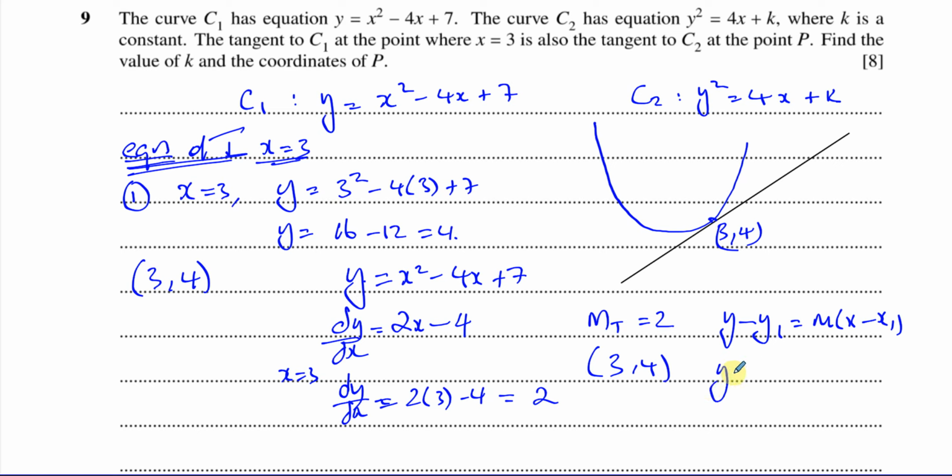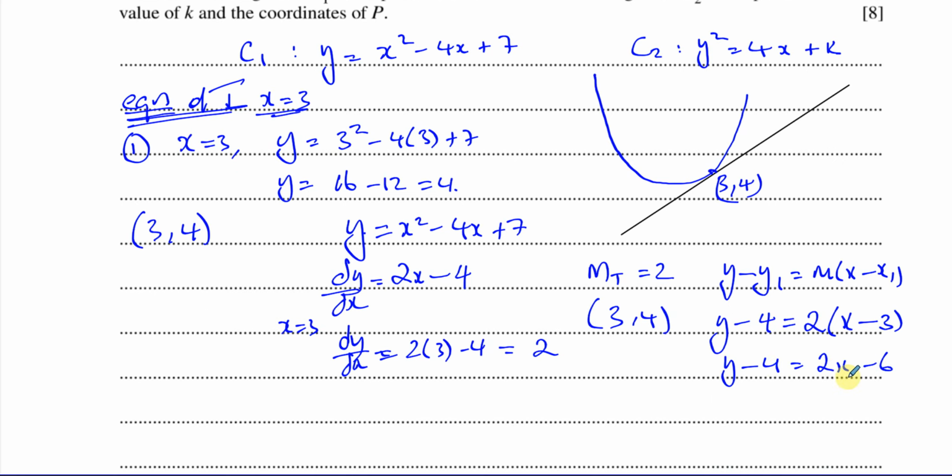So y minus the y coordinate of the point, which is 4, equals m, the gradient, times x minus the x coordinate of the point, which is 3. So we have y minus 4 equals 2x minus 6. We add 4 to both sides, so y equals 2x minus 2. So the equation of this line is y equals 2x minus 2.